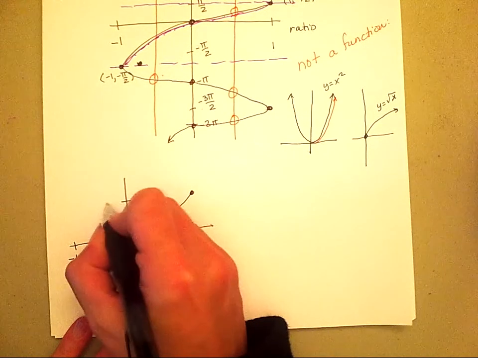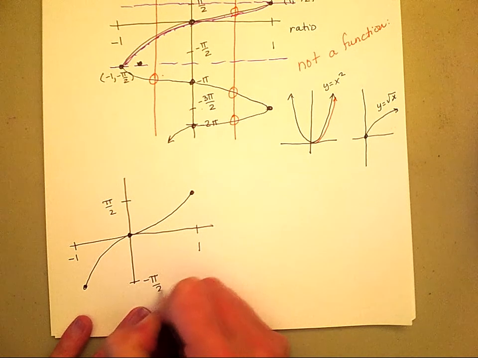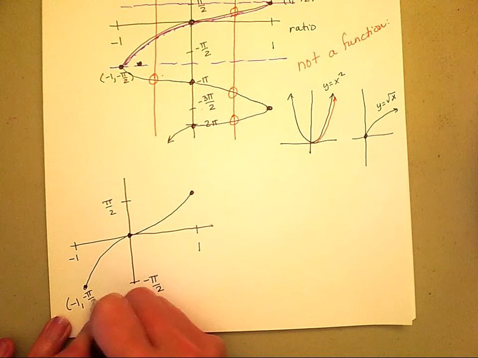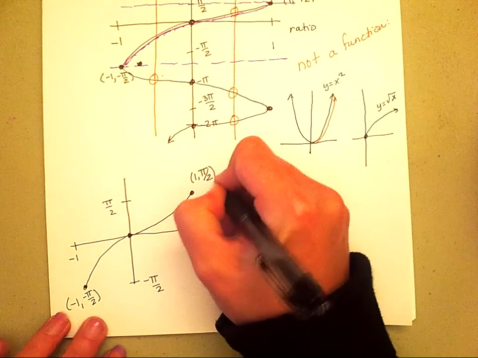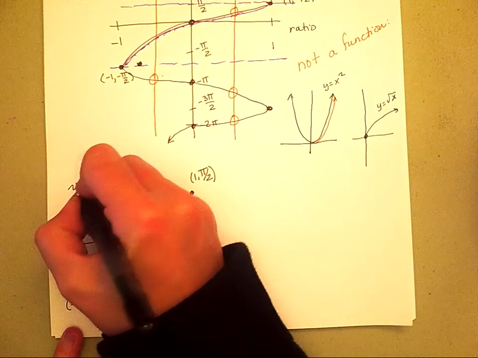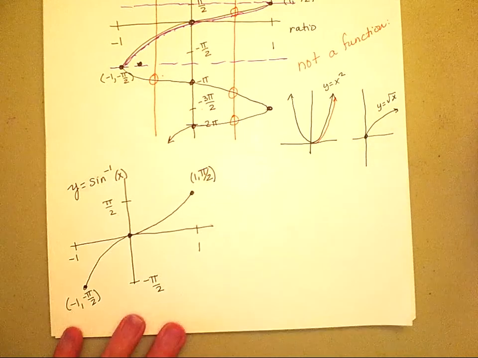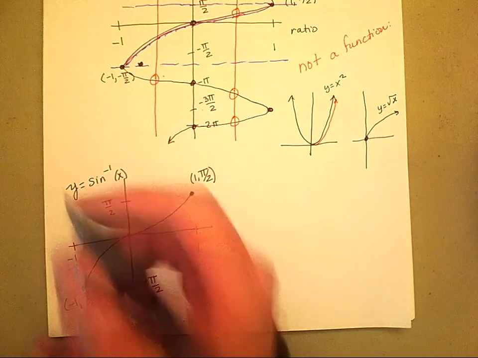Where this is the point, it comes up here to pi over 2, and this is the point down here at negative pi over 2. So this is negative 1, negative pi over 2, and this is 1 comma pi over 2. So this is y is equal to the inverse sine of x. So this is what we need to know.